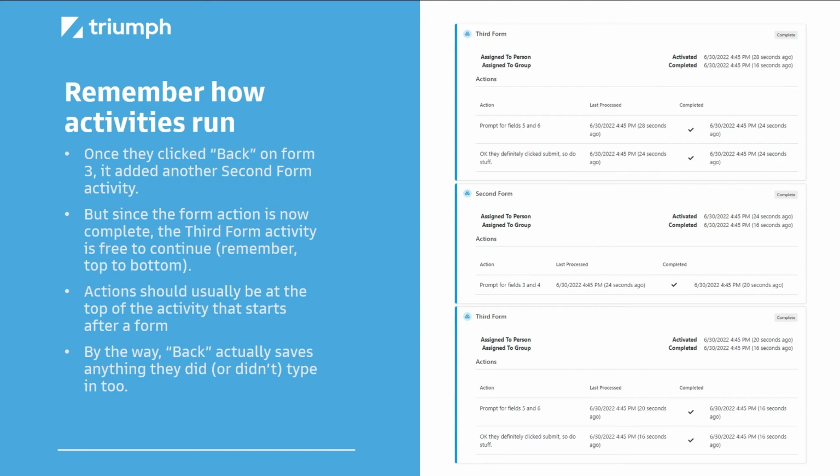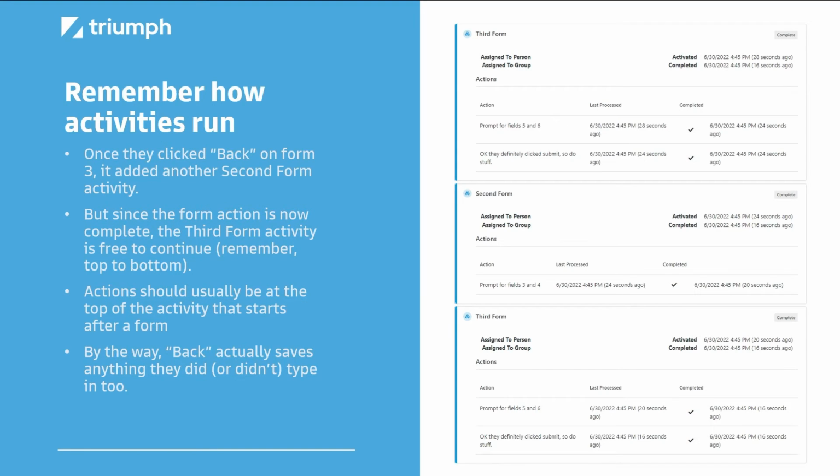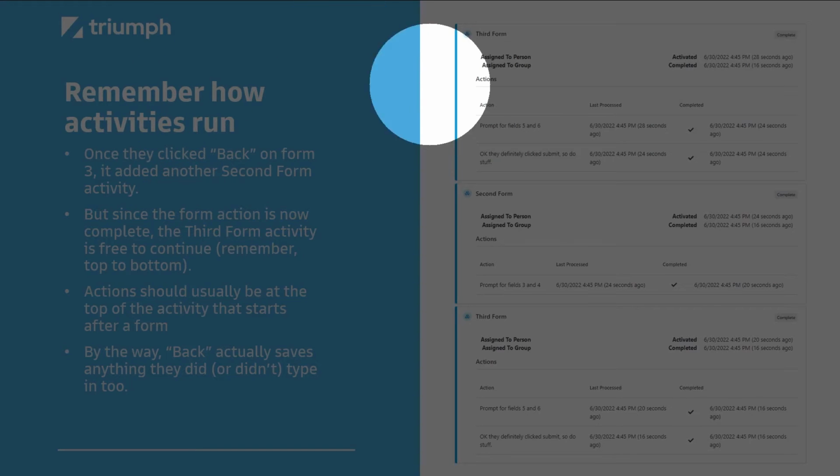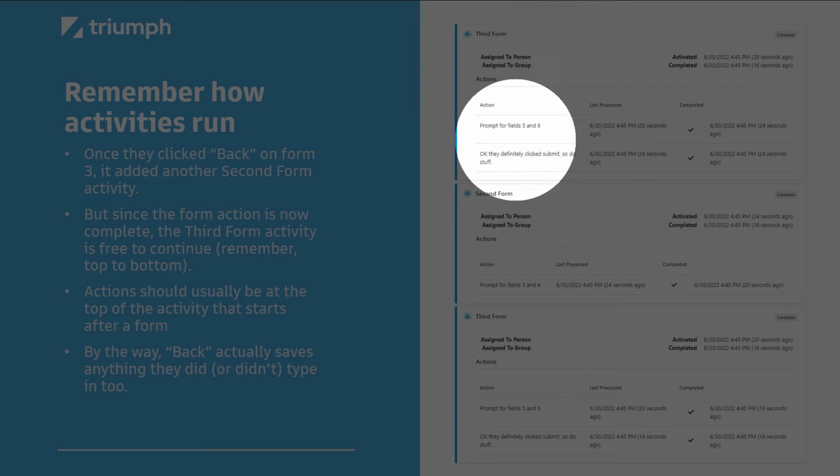So we need to remember how activities run. When they clicked back, as we said, it added another second form activity. But since that form action is now complete, the third form activity is free to continue. So we clicked back on the third form, and so it can move on.